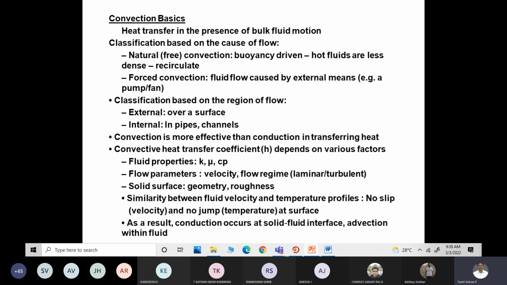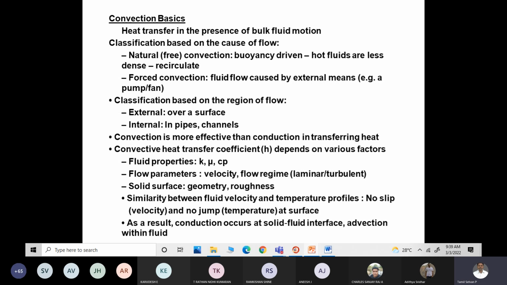Similarly here, due to the difference in density, the recirculation takes place in natural convection, whereas in forced convection, it is done with the help of external means. It may be a pump, it may be a fan. And classification based upon the region of flow: external flow, internal flow. In case of IC engine cylinder fins, is it internal flow or external flow, students? Fins, external flow. Fins is external flow. Very good.